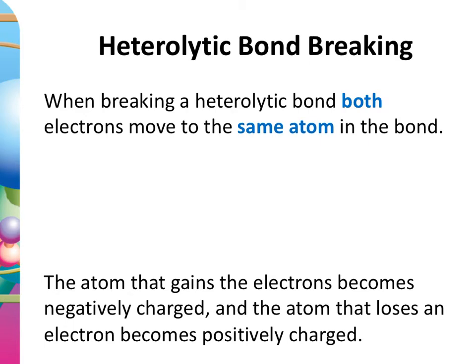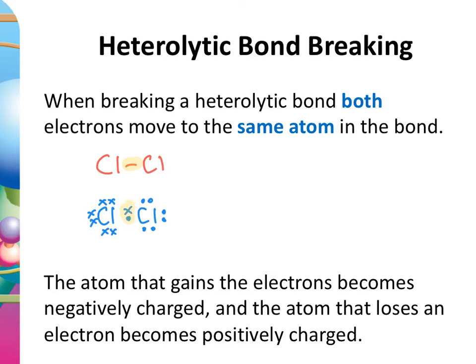So we're going to start with heterolytic bond breaking. In this case, when the bond breaks, both of the electrons that are in that bond, both of the shared pair of electrons, will move to the same atom. So we're going to use chlorine as an example. I'm going to represent chlorine initially as a displayed formula. The line in between the two chlorines represents a covalent bond, a shared pair of electrons. I'm also going to draw the dot and cross diagram. So both of these represent the same thing. That covalent bond there is that shared pair of electrons there.